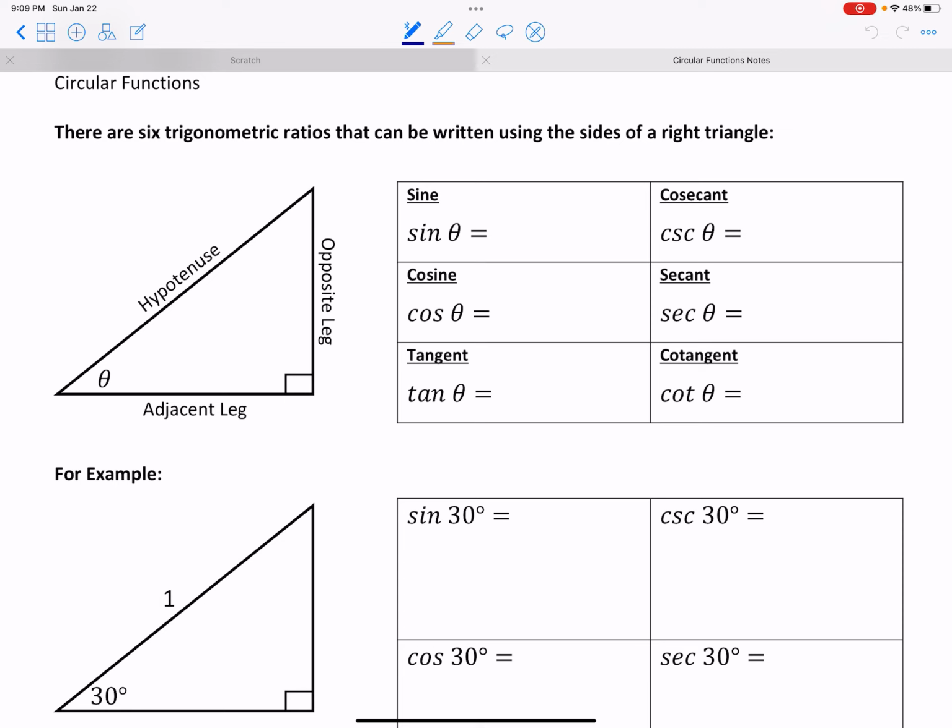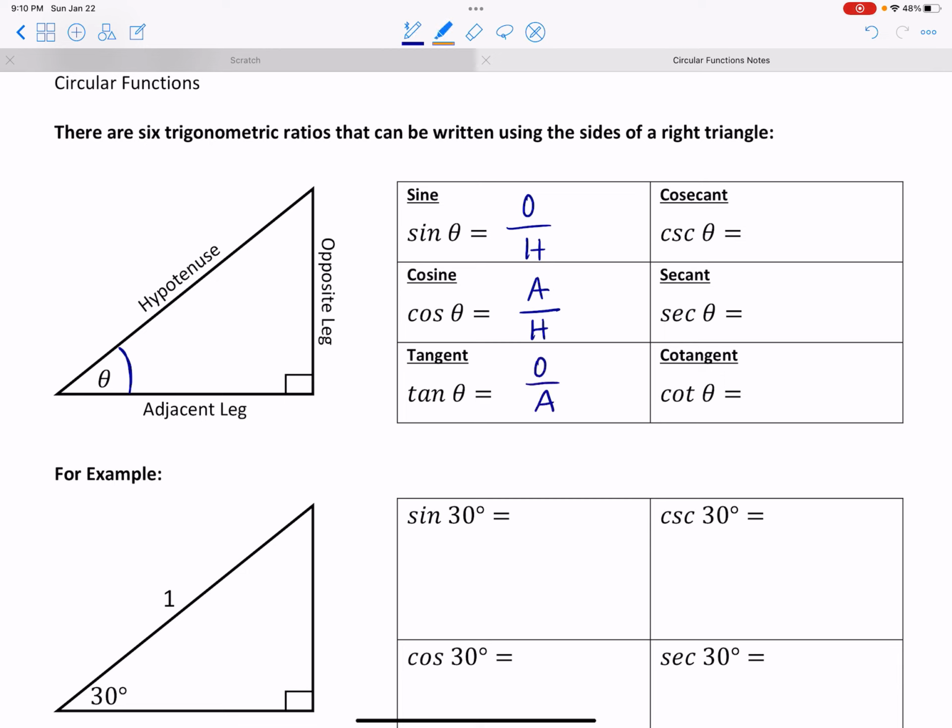triangle. So for instance, if I was looking at this angle here, which we're calling theta, if I wanted to write a ratio for the sine of theta, we know that the sine is a ratio of the opposite leg over the hypotenuse. So in this case, again, just opposite leg over hypotenuse. Cosine for our angle we know is a ratio of the adjacent leg over the hypotenuse. And the tangent we know is a ratio of the opposite leg over the adjacent leg.